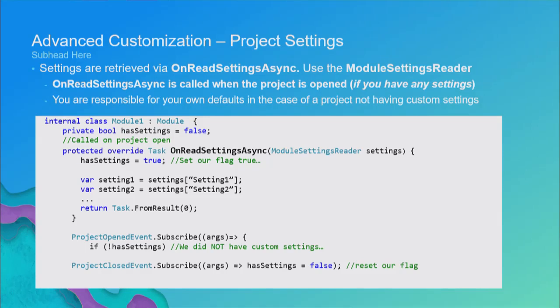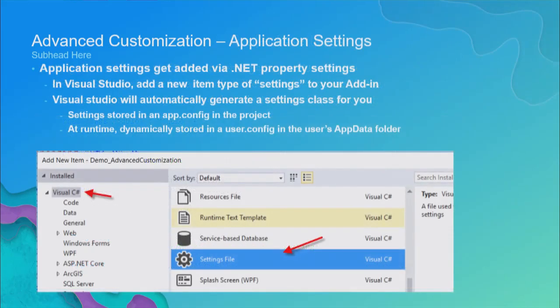So when the project opened event is called, you check the status of that flag. If it is false, it means you didn't have any custom settings. Apply whatever defaults are appropriate or whatever logic you have that depends on that. Just be sure in the closed event to set it back to false. So that's just a little custom pattern if it's important for you to know if your project actually contains any custom settings or not.